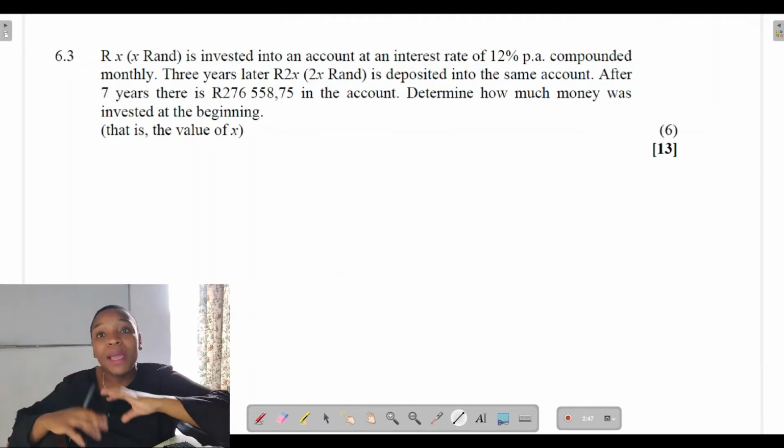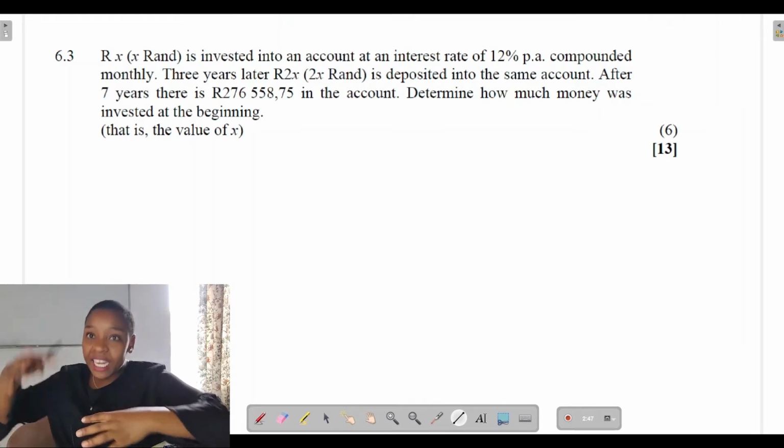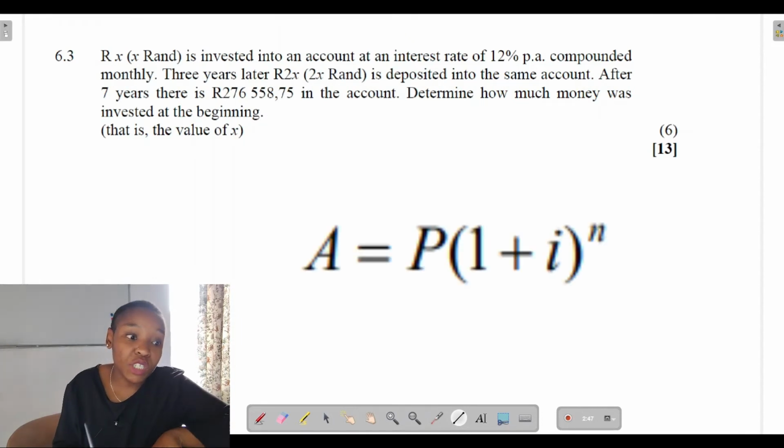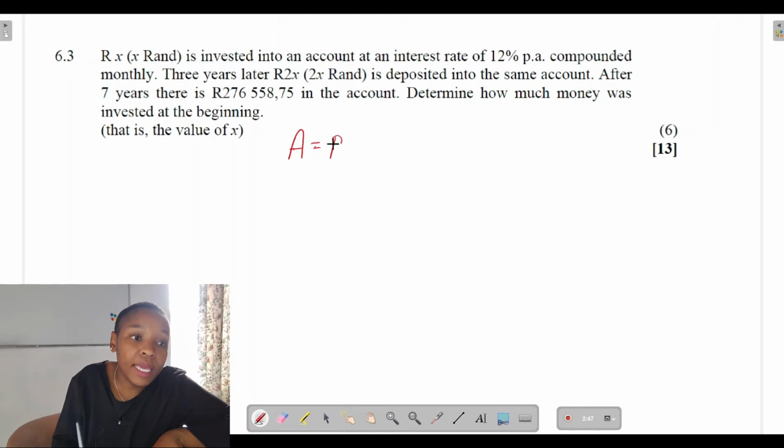In this case, because money is being invested and it accumulates interest, you need to remember that we are going to be using the compound interest formula. So the formula A equals P(1 + i)^n is the formula that we're going to be using.